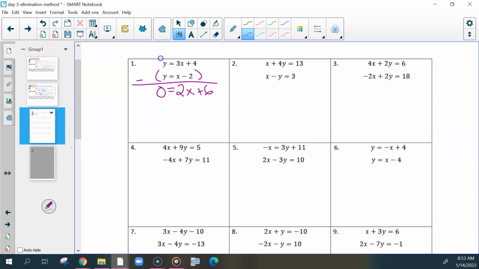So when you do this, one of your variables should go away. That way you can solve for whatever variable is left. So here we could solve for x by subtracting 6 from both sides.